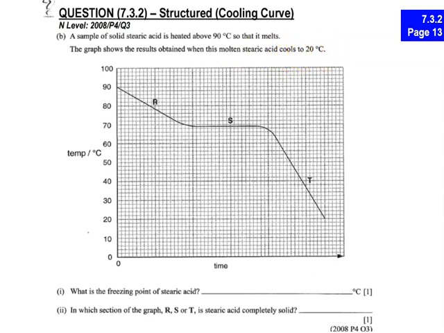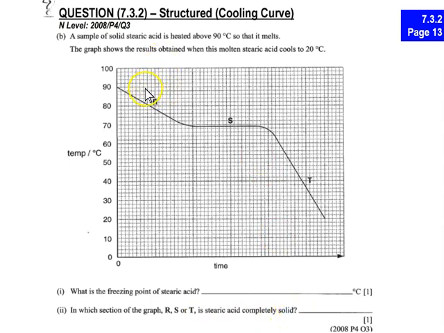Now, what is something very important about this question? Please circle the word molten. Molten means it is in its liquid state. Alright, so that means at this 90 degrees temperature, we are talking about stearic acid existing as a liquid. Okay, so then it becomes quite easy. So let's first identify in which section of the graph, R, S, or T, is stearic acid completely solid.